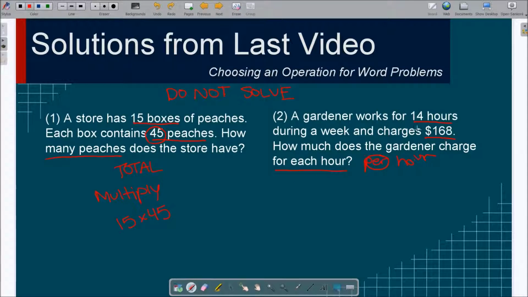So looking more closely at the problem, this $168 is the total for the week, and I'm trying to break it down into equal amounts of 14 hours. So that means that I want to divide.